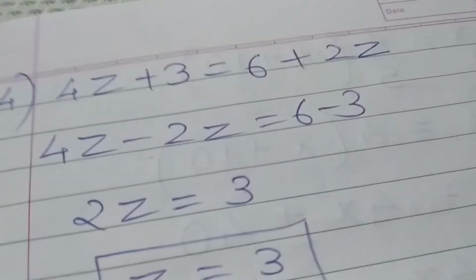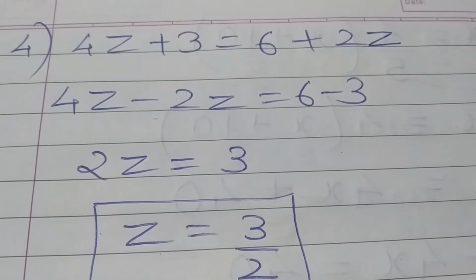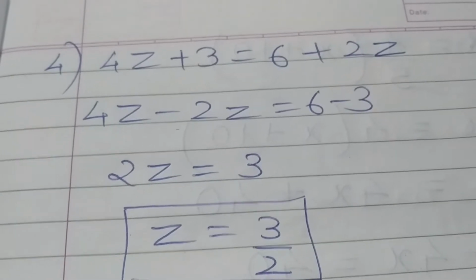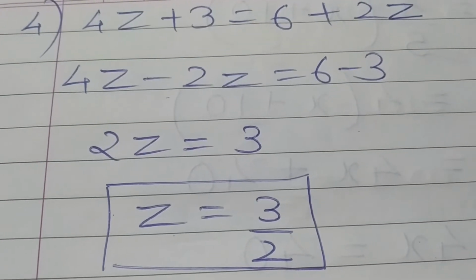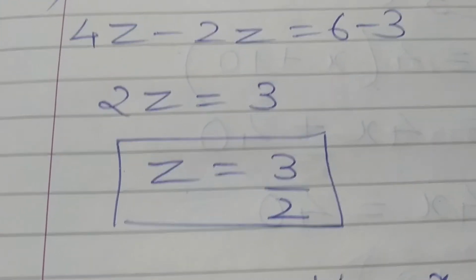Now we go to the fourth one. 4z plus 3 is equal to 6 plus 2z. The variable used is z, one side. 4z minus 2z is equal to 6 minus 3. 2z is equal to 3. So z is equal to 3 upon 2.